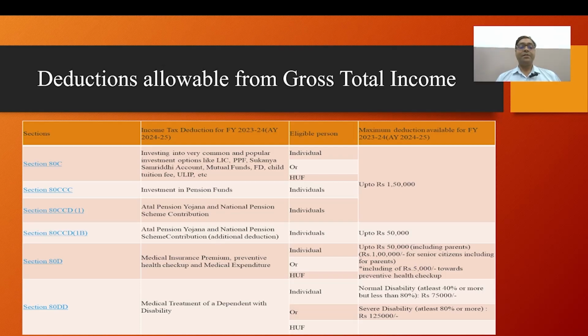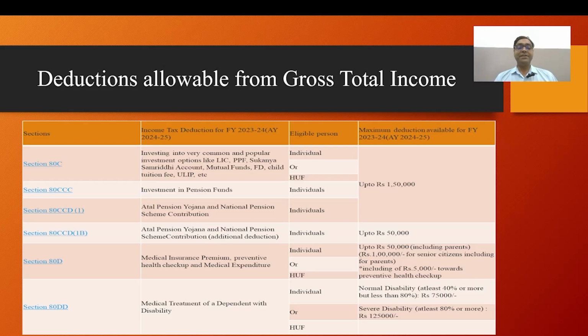Okay, and there is some change here, section 80CCD clause 1B, Atal Pension Yojana and National Pension Scheme contribution, additional reduction. It will be applicable for an individual. You can take a maximum benefit of 50,000 rupees. We can easily say that under section 80C to 80CCD you can take 1,50,000 plus 50,000. You can say that 2 lakh rupees is the maximum deduction under this section.